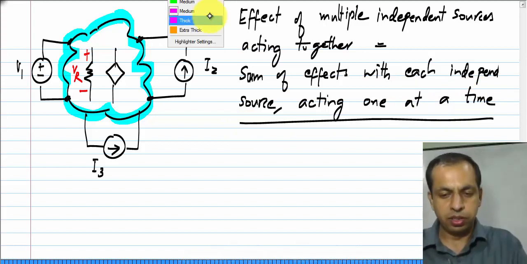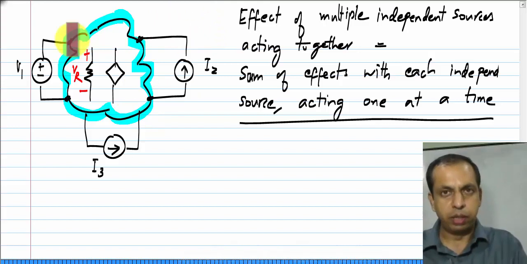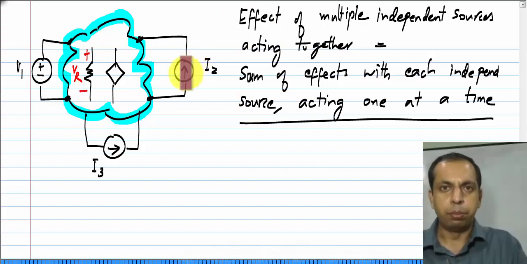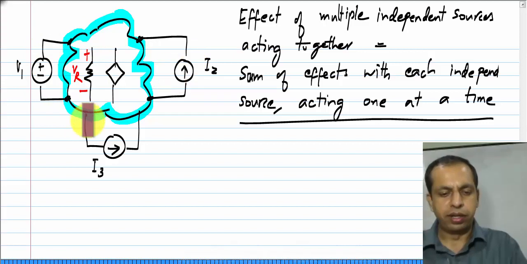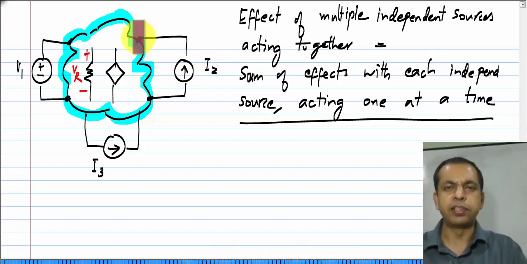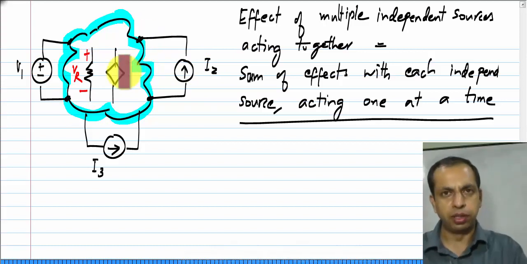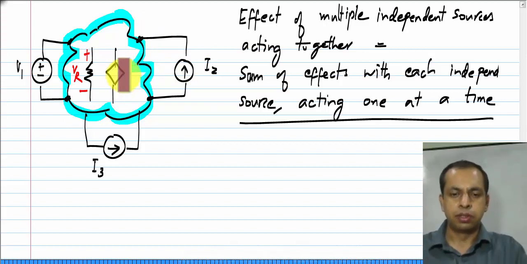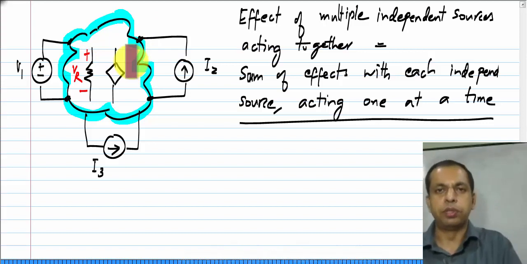In this particular circuit, there are 3 independent sources. What this is saying is, this VR, the voltage across the resistor, due to the 3 independent sources, can be calculated by taking one independent source at a time, calculating the value of VR for each case and summing the values together. Okay. So, that is all that is there to it. So, that is what superposition is.